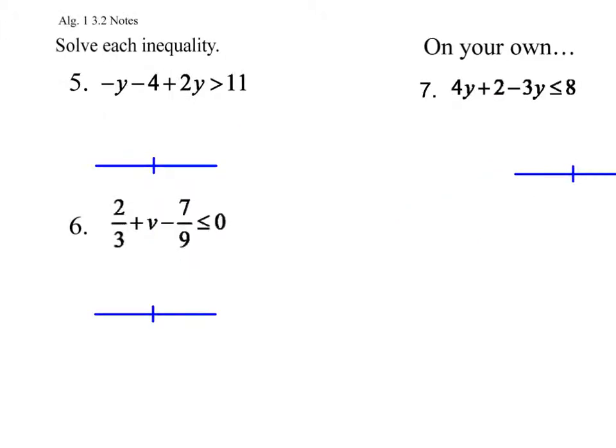For number 5, we're going to need to combine like terms on this one. I can see that I've got a negative y and a positive 2y. So I'm just going to rewrite this as y minus 4 is greater than 11. Then when I add 4 to both sides of my inequality, my 4's are going to cancel out, and then I'm going to have y is greater than 15 again. So y is greater than, so I've got an open circle, it cannot include 15, and y can be everything to the right of 15.